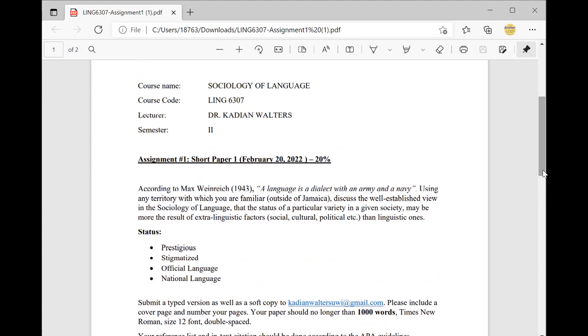So once you get the document, please go through it, and what you have to do is find a speech community where there is some language that is seen as substandard, and then analyze why it is seen as such. Why is it not an official language, for instance? And that is why I said outside of Jamaica, because once we think of something like that, we're going to think of Jamaica, right? But there are other areas within the region that you can use.